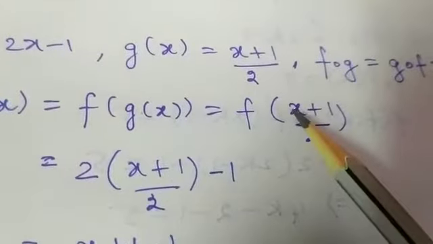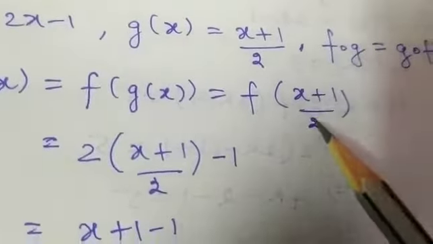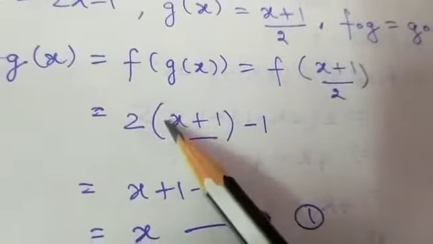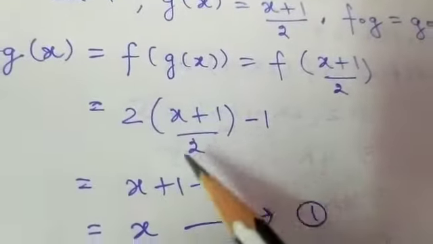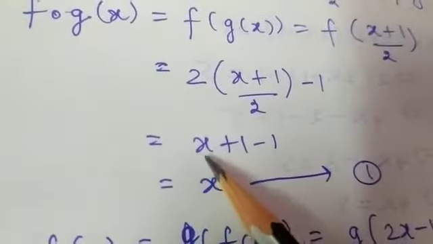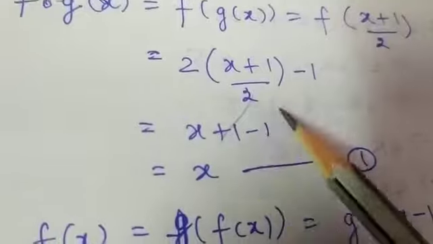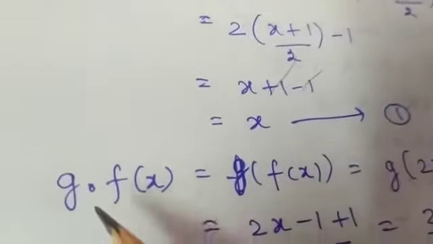I'm putting the g(x) value here, that is (x + 1)/2. Then I'll put it in the f(x) value, so 2 into (x + 1)/2 minus 1. So it is x + 1 - 1. This 1 and 1 get cancelled, so x, this is my first equation.